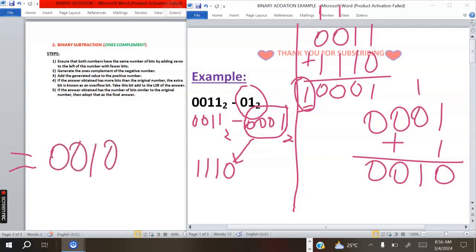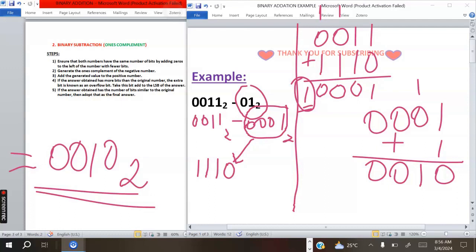And that is how we subtract our binaries using the 1's complement. I hope it's that simple and very clear. So as long as you are able now to interpret the steps, or rather to follow the steps from step 1 all the way to the last step, you'll find that the answer will be correct.